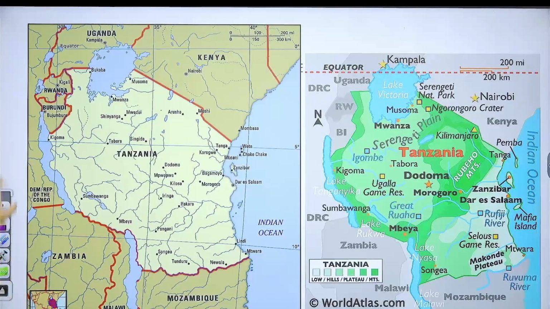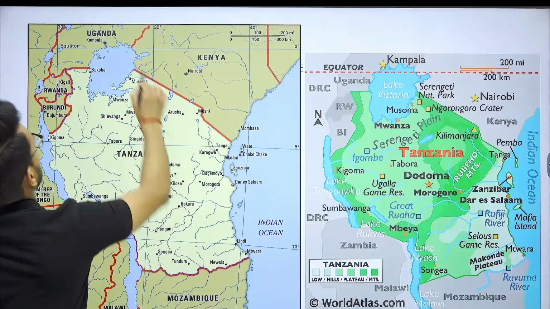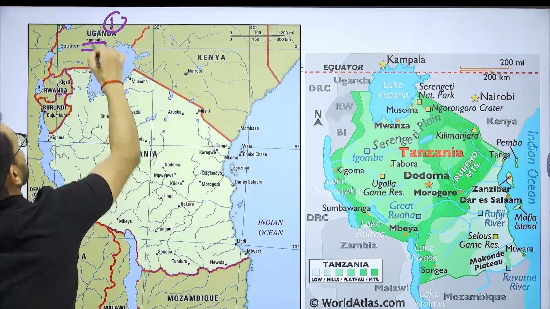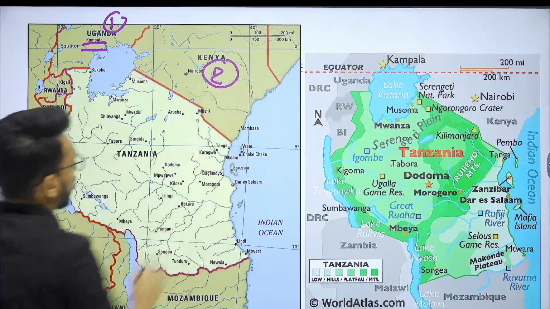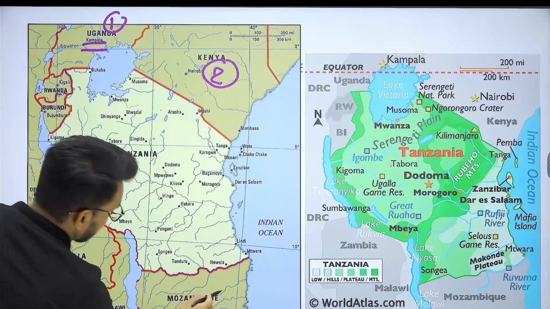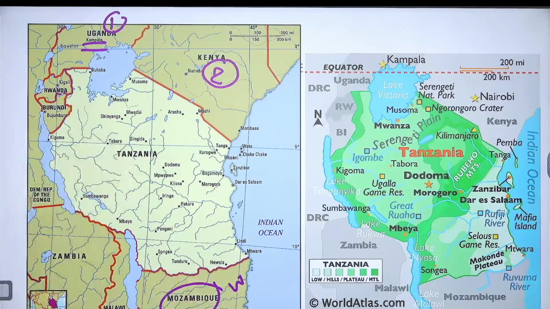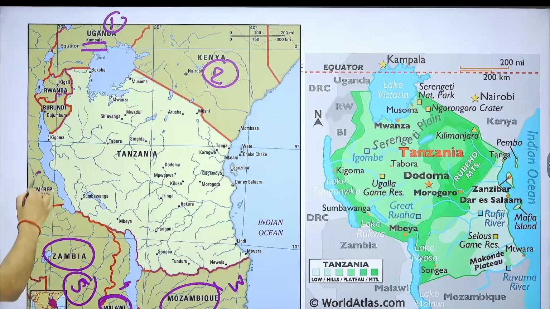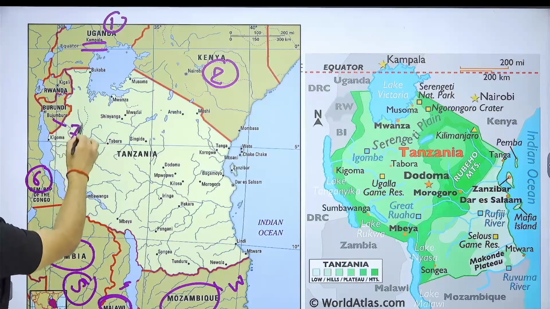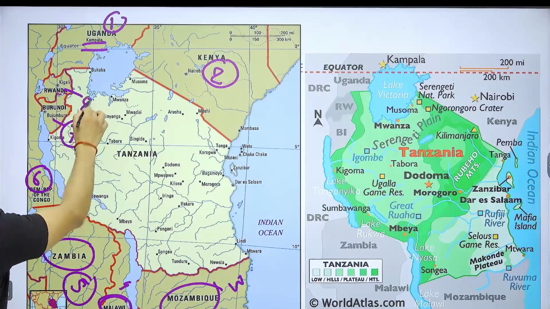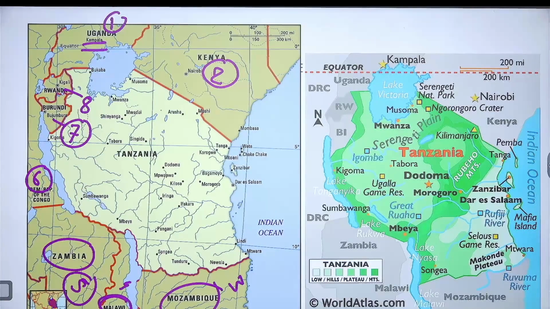First of all, who are the neighbors of Tanzania? We will start from 12 o'clock. Number 1, we have Uganda. Number 2, Kenya. Then we go to the south. Number 3, we have Mozambique. Number 4 is Malawi. Number 5 is Zambia. Number 6, Democratic Republic of Congo. Number 7, we have Burundi. Number 8, Rwanda. So these are the 8 countries that border Tanzania.